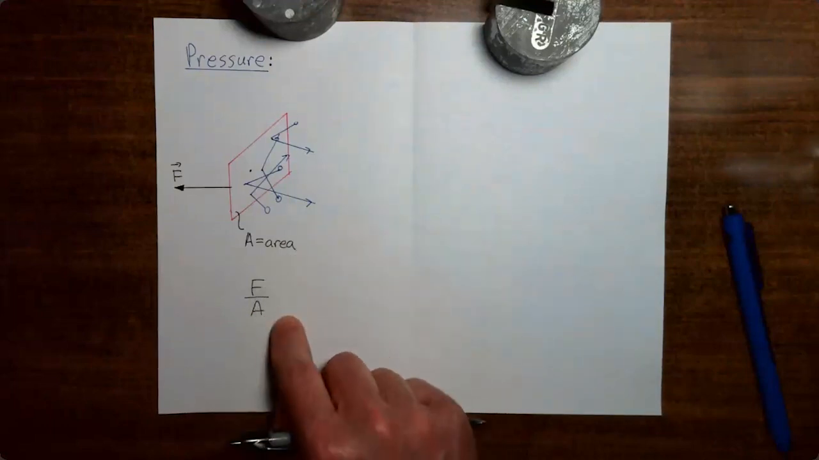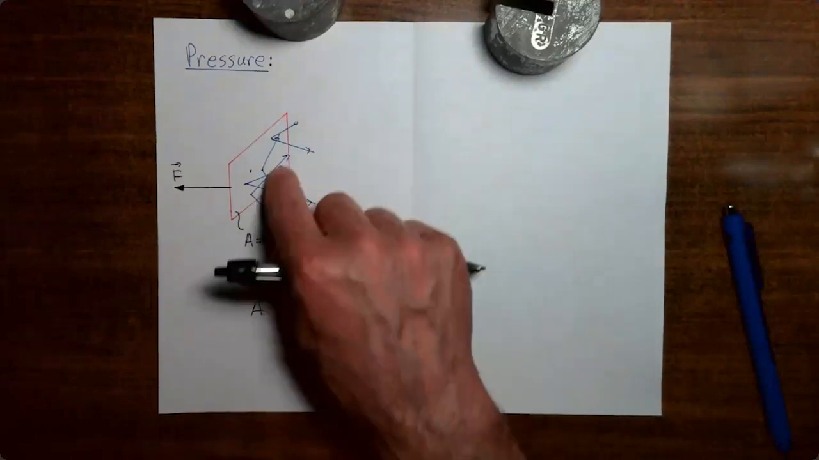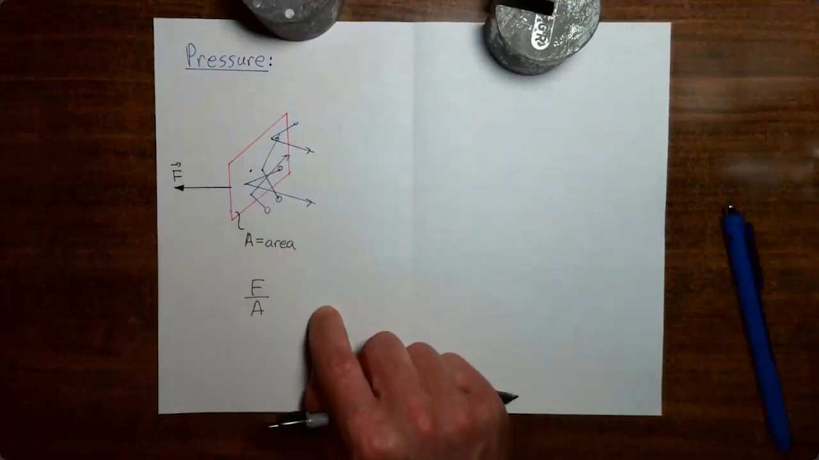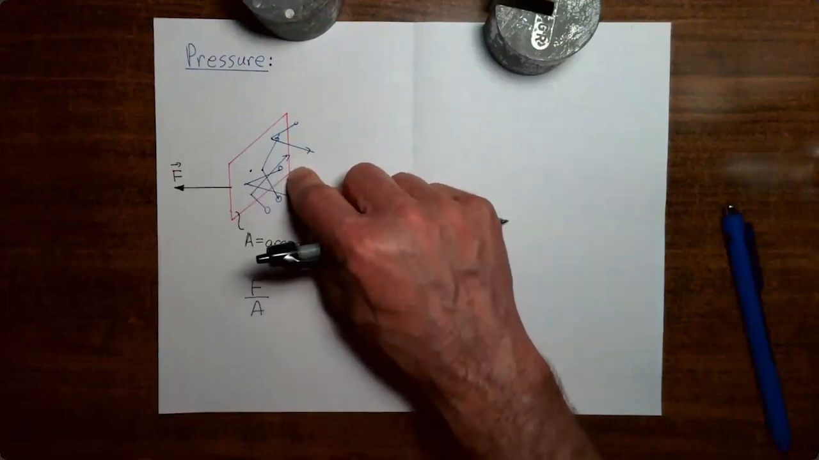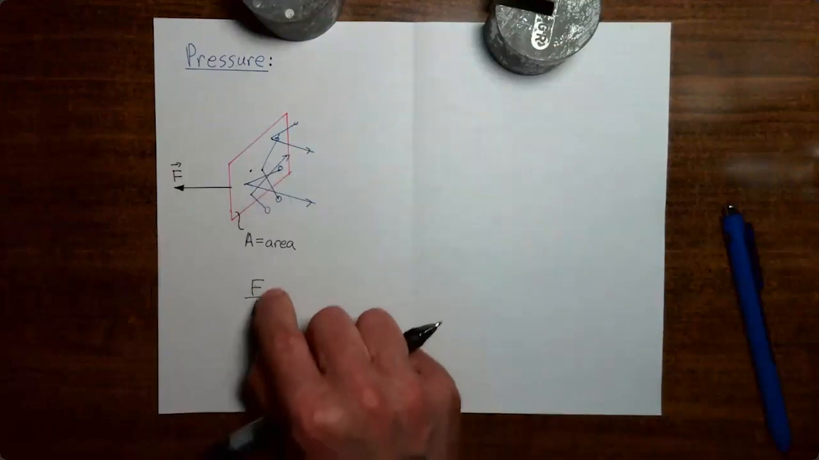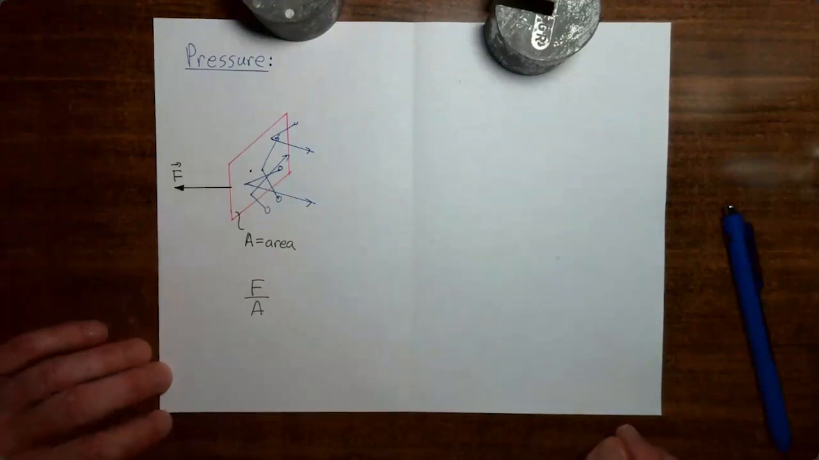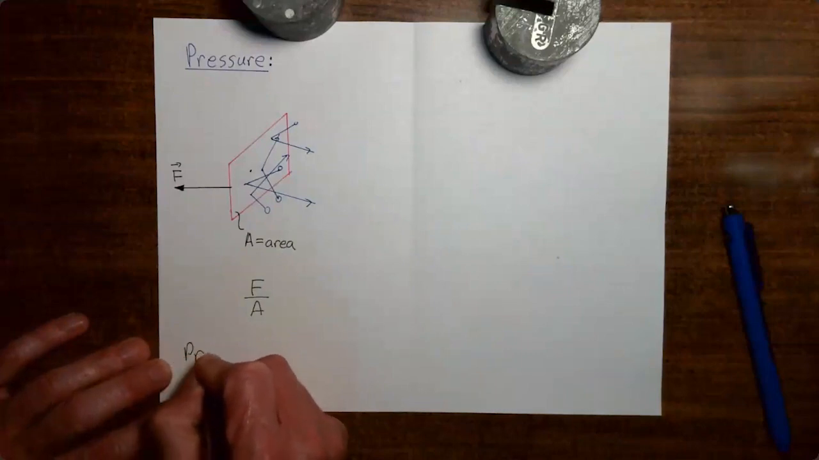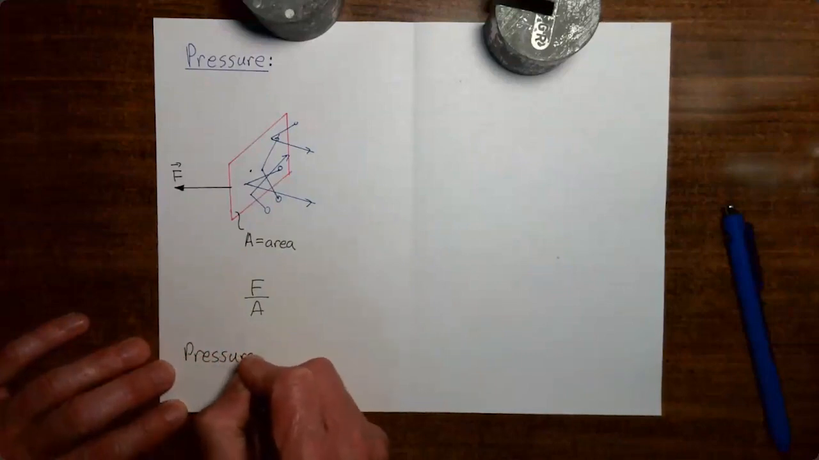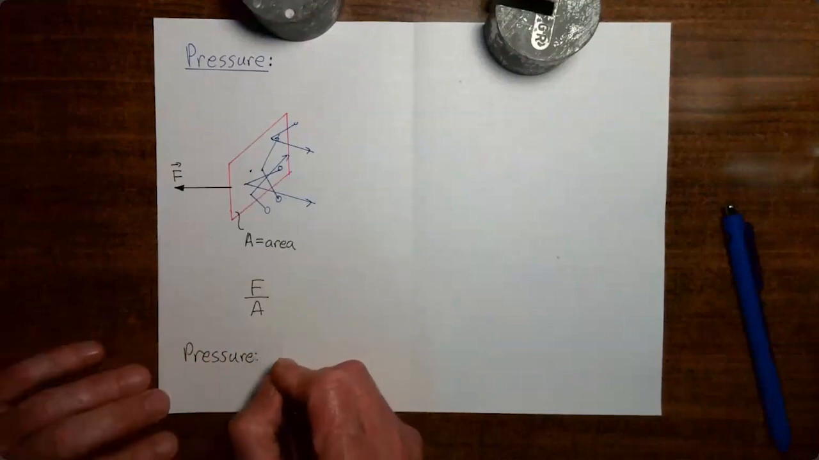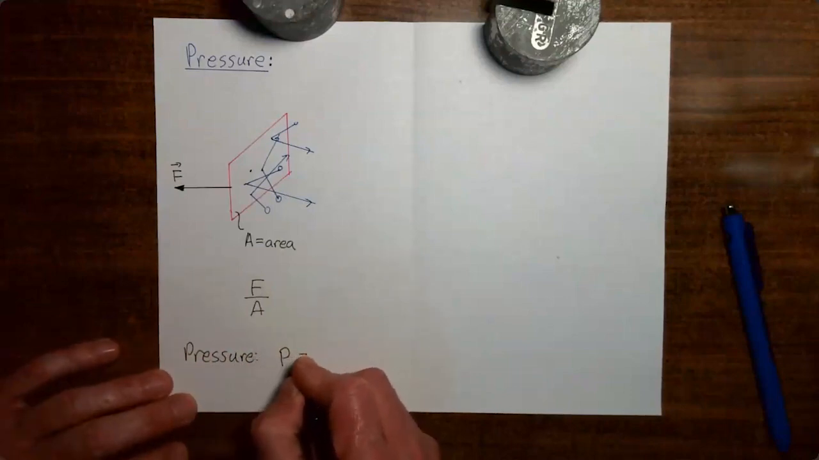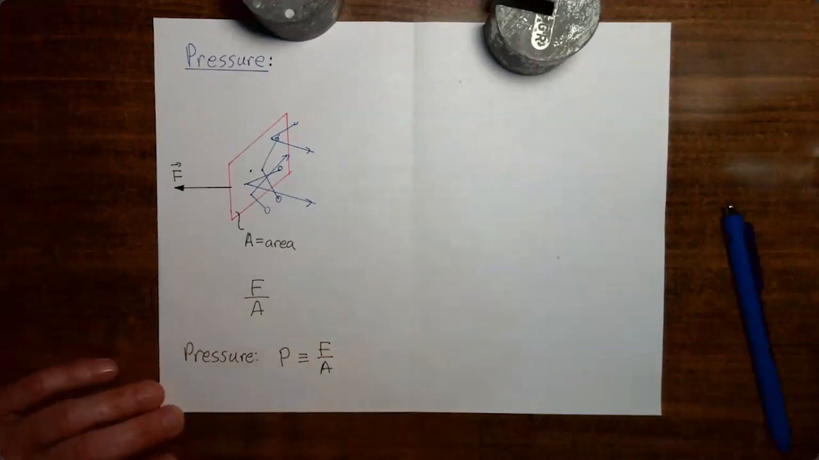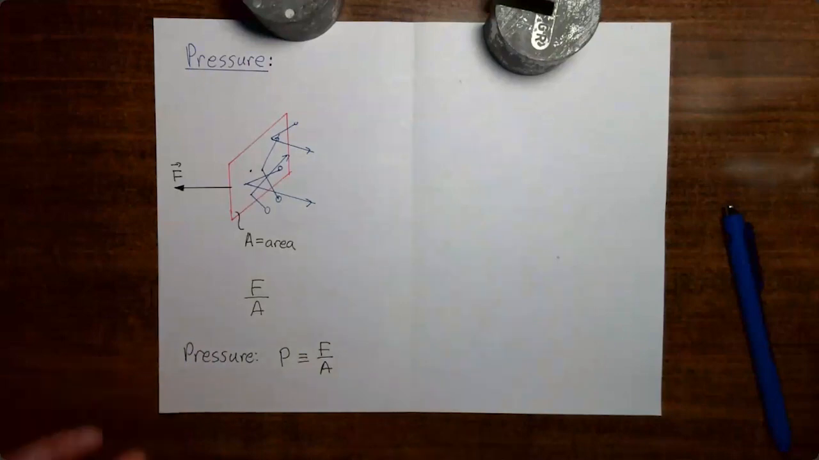The ratio of force to area depends only on what is going on in the air itself. It has nothing to do with what surface I stick into the air. So this ratio is an important quantity. We're going to give it a name. We're going to call it the pressure. The symbol we use for pressure is capital P, and it is defined to be the force per area exerted on a surface which is inserted into a fluid.